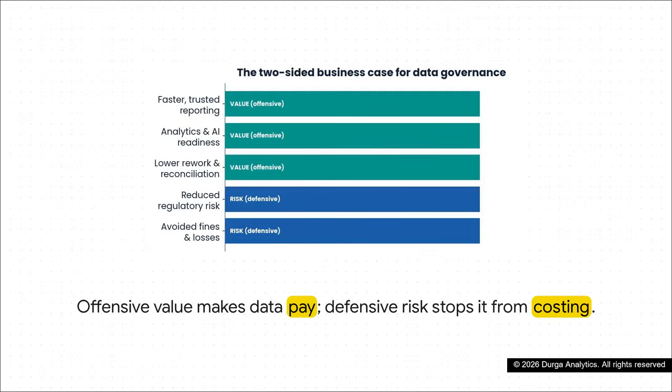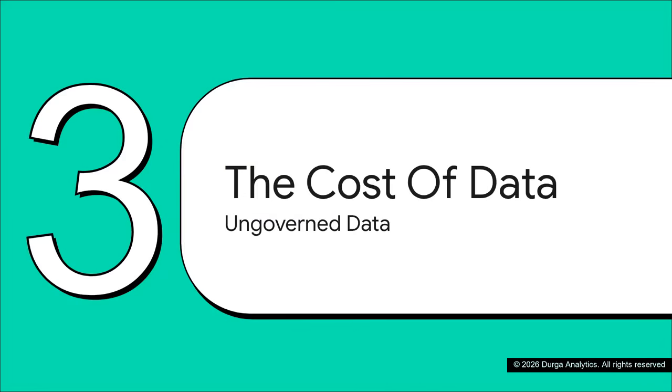But on the flip side, you have defensive risk. This is what stops data from bleeding money. Defensive governance is how you reduce regulatory failures, prevent massive privacy breaches, and basically avoid those reputation-destroying fines. To get real funding, you almost always need to pitch both sides of this coin. All right, Section 3, the cost of data, specifically ungoverned data.